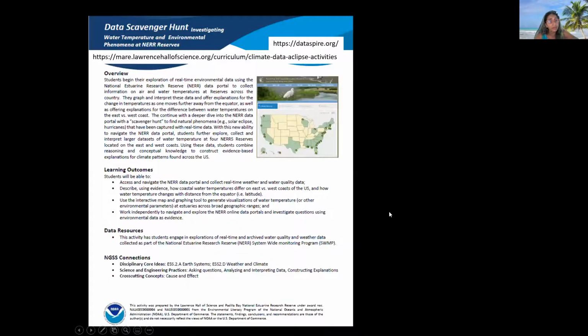This is another example that lends itself very nicely to group work. Over here, different groups get assigned an estuarine reserve site, and all of these sites have temperature information, and the students look at the temperature variability in each of these sites. And this is just the first page of the curriculum, so there is a link to the rest of it right here.